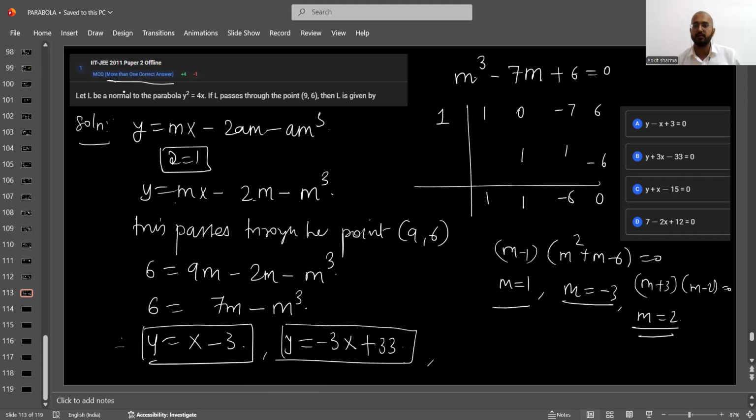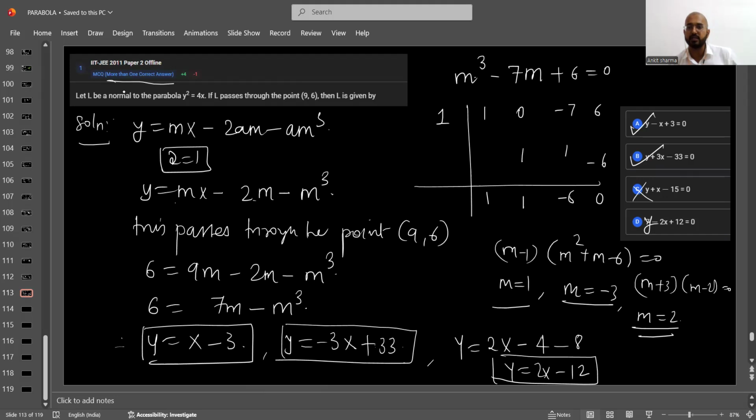And another one is m is equal to 2. So if I plug in, y is equal to 2x minus, this is going to be 4 here, and minus 2 times 4 is 8. So y is equal to 2x minus 12. So now let us see. It will make my option A correct: y is equal to x minus 3, and then y equal to minus 3x plus 33 is also correct. And 15 is nowhere mentioned. So y is equal to 2x minus 12 will make our option D also correct.